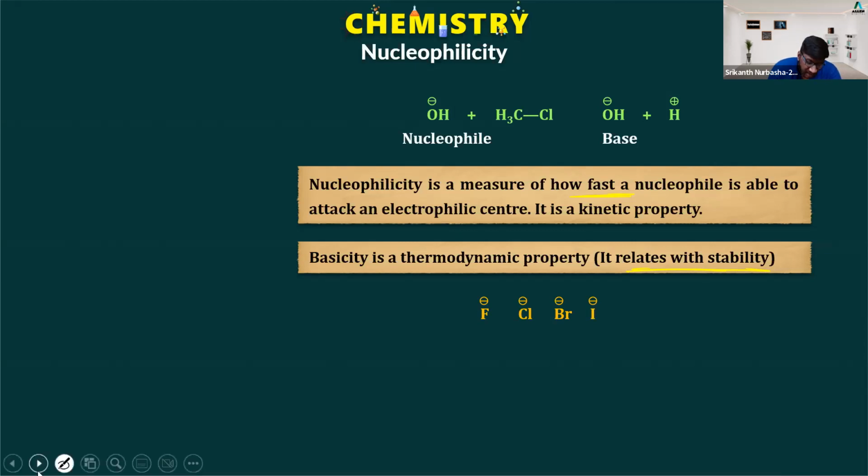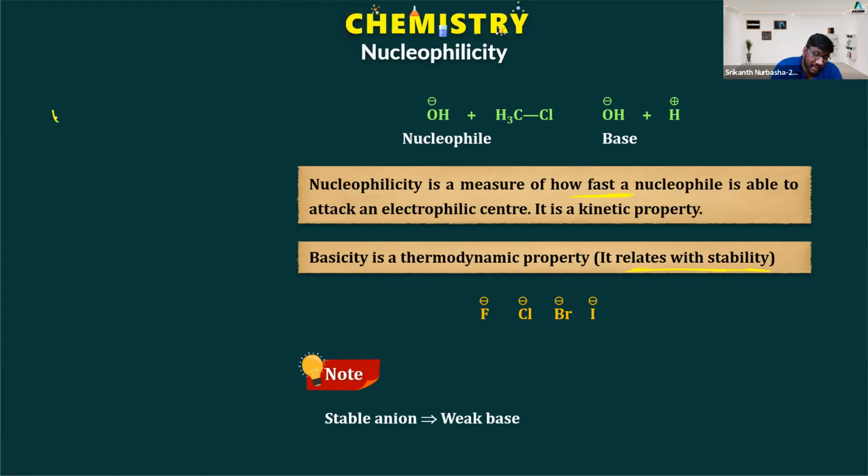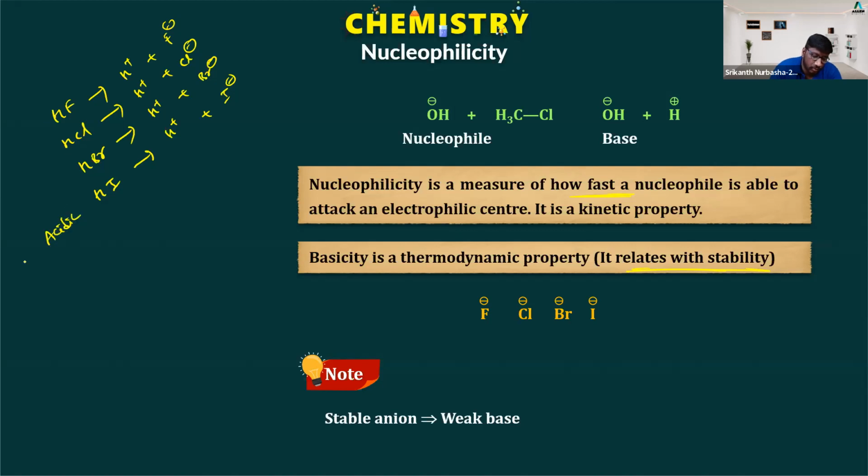F-, Cl-, Br-, I-. So if you talk of HF, HCl, HBr, HI, all of them produce H+ ions. Along with that, they will produce F-, Cl-, Br-, and I-. Which is more acidic? HI is more acidic because of the large size of iodine compared to hydrogen. So it is a poor bond, which can be broken easily. HI more acidic means what happened to I-? Is it a weak base or not?